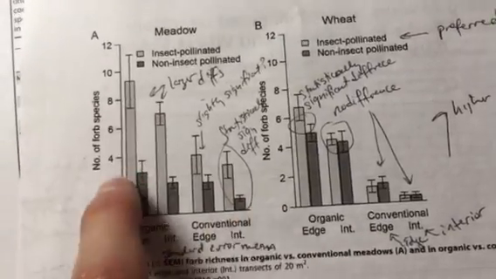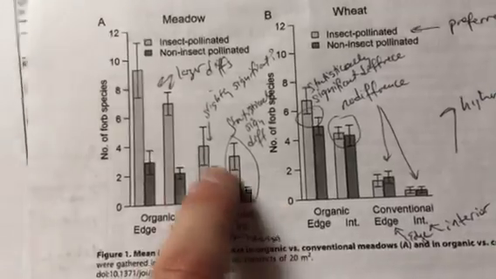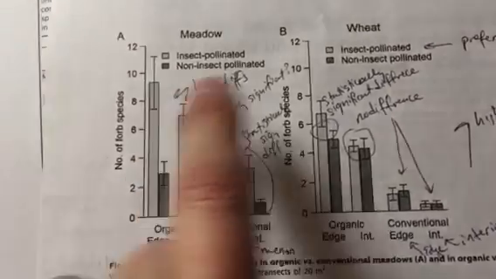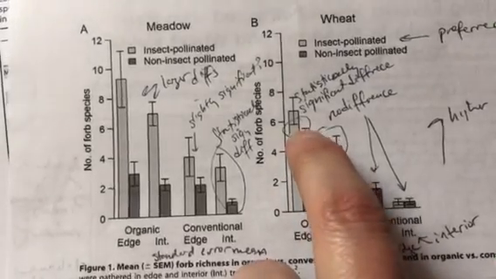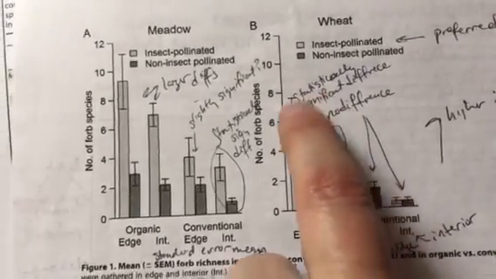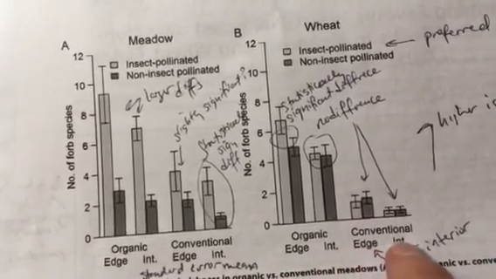This is looking at the total amount of species, so this is our total diversity. These are showing that they're statistically significant in meadow environments, whereas in wheat fields, the only one that's statistically significant, if you look at these error bars, where they're offset, is with this organic edge, not within the interior, not within any of the conventional settings.